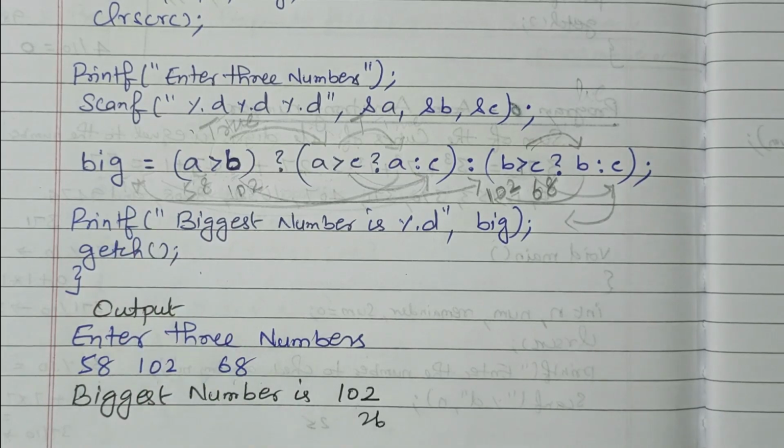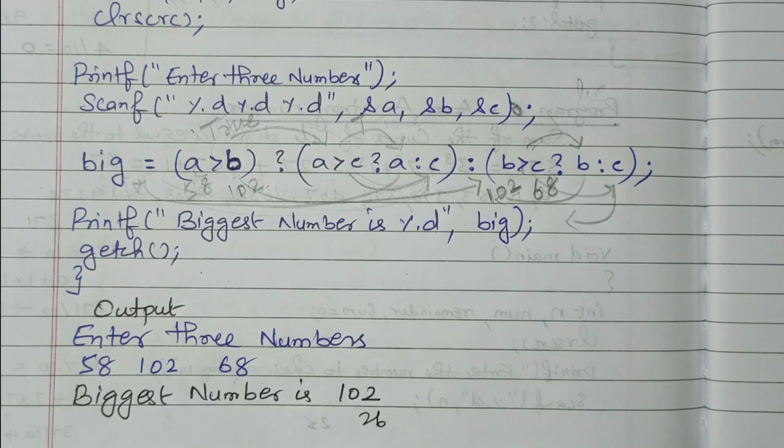So in this video we discussed the conditional operator, one of the control statements available in the C program. We discussed 2 example programs also: biggest of 2 numbers using the conditional operator, and biggest of 3 numbers using the conditional operator.